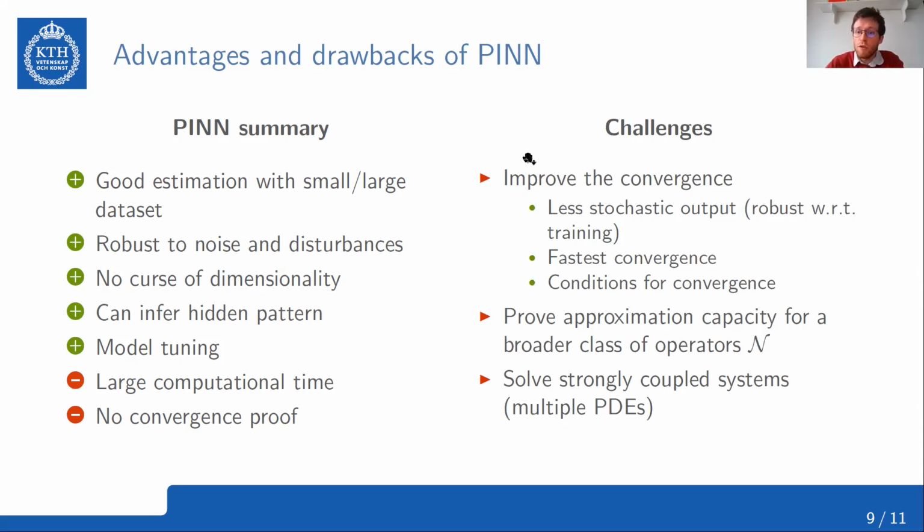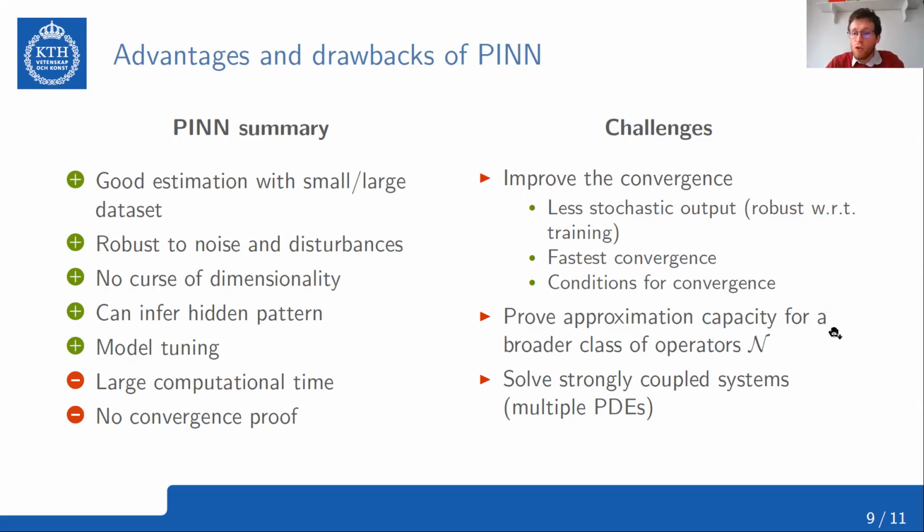So first, we would like to improve the convergence. What does that mean? We want less stochastic output. That means that if you're doing the training, if you're solving the optimization problem several times, then you should get something that is similar all the time. And today, this is not true. Sometimes you get something very similar, but sometimes not. You want it to be faster as well, so the fastest convergence possible. And if possible, you want to get some conditions for convergence. I mean, under which conditions on the operator N would you get the solution to your partial differential equation?